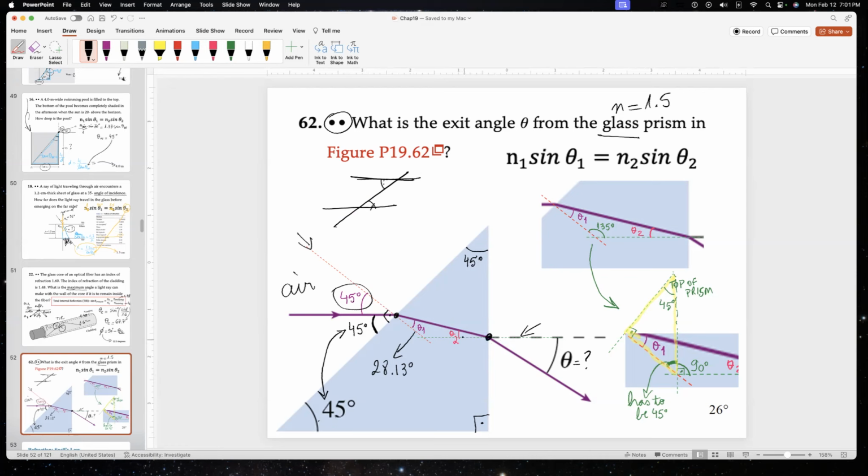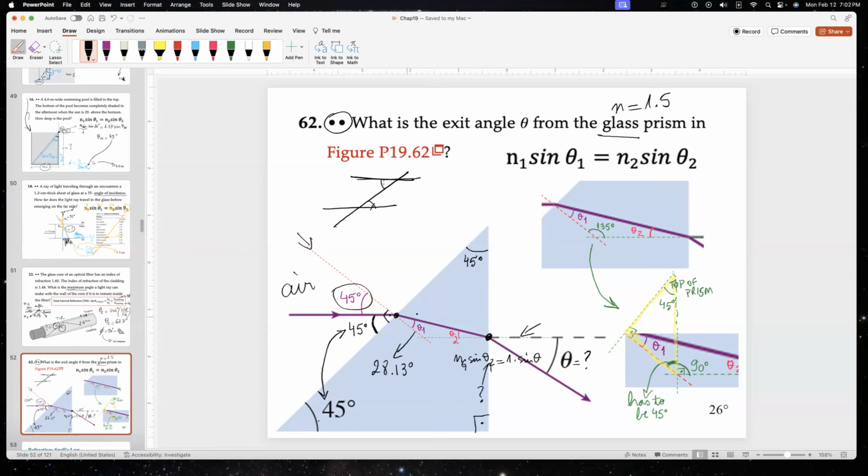But now I would need to use theta 2 here. I'll need to do n of glass, and then sine of that theta 2, and that will be equal to n of air, then sine of that theta that I want there. So that's how I'm going to find theta. So I need to figure out what this theta 2 is. I found theta 1. Theta 2 is not equal to theta 1.